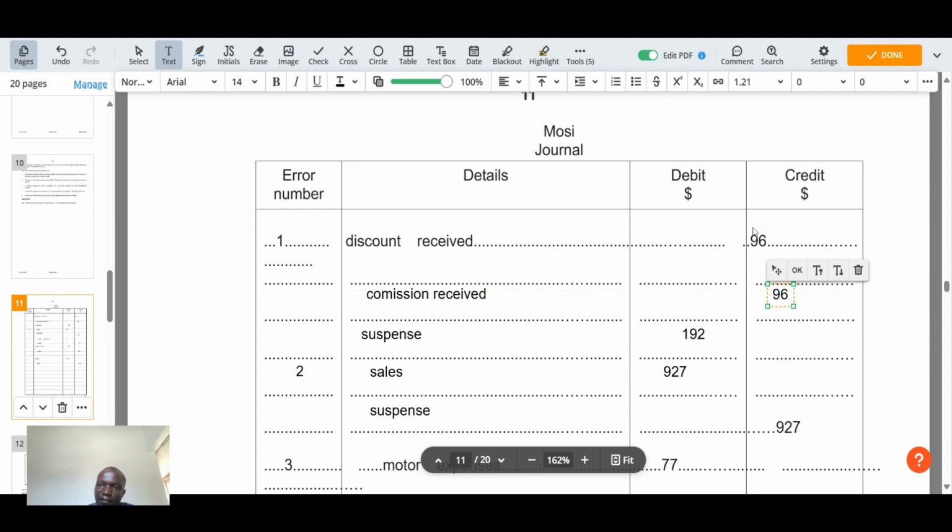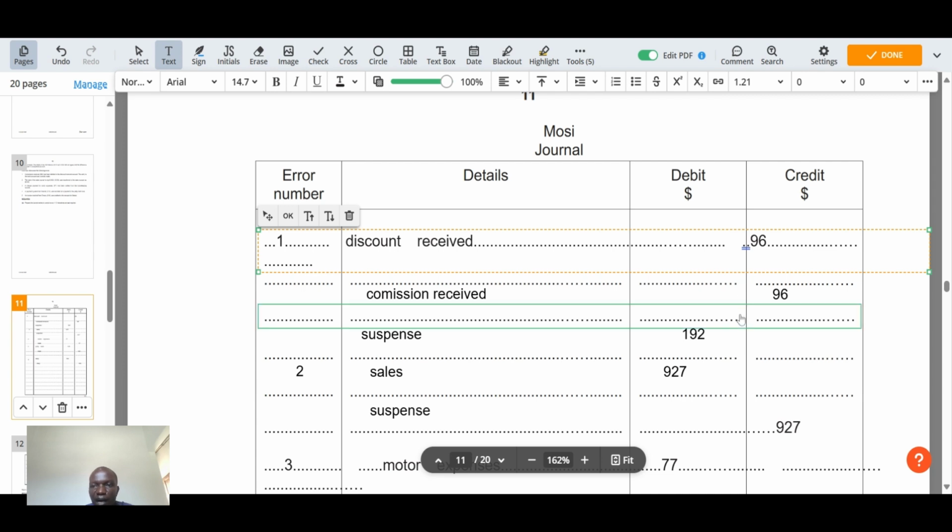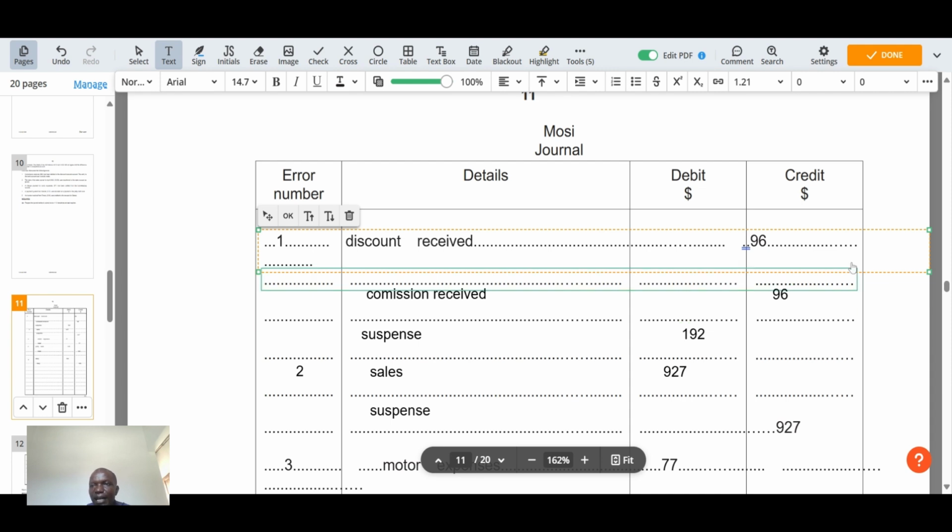Remember, commission received is an income account. So we credit our income account the same way we credit accounts such as rent receivable, or amounts we receive; we put them on the credit side. Since these two are both on the credit side, it means we have to have a debit balance. So we're going to be debiting our suspense with 192. So that error has been solved, isn't it?